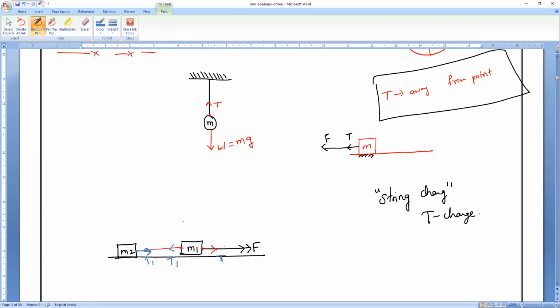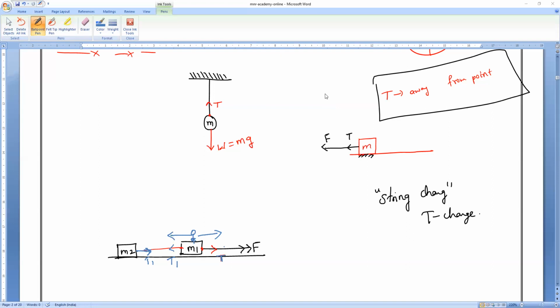So wherever you want to find the direction of a tension, always try to imagine you are standing or sitting at that point. If it is two bodies attached, this middle body is attaching two directions. So one is T and another one is T dash. Both are moving away from that.